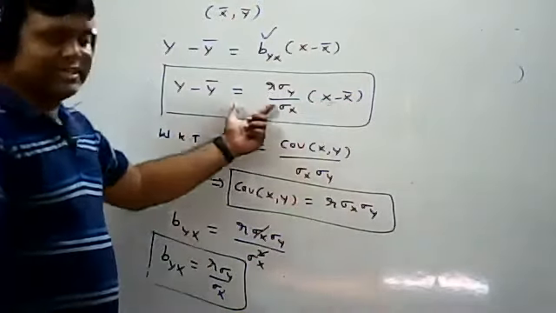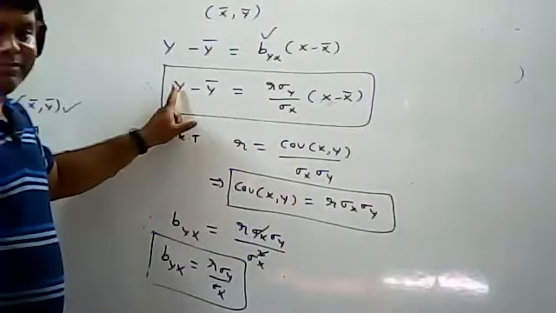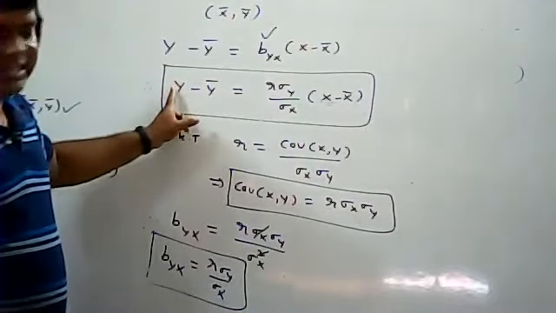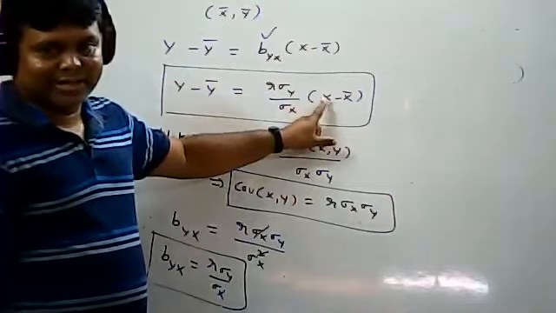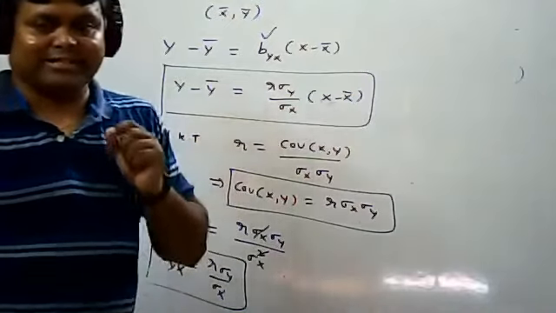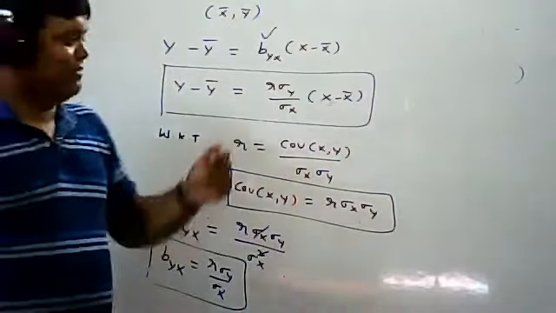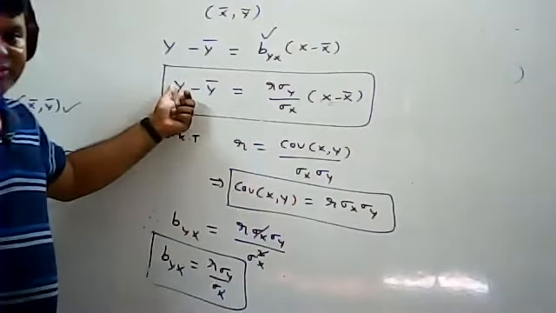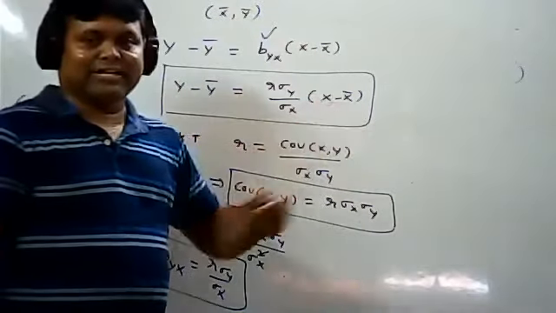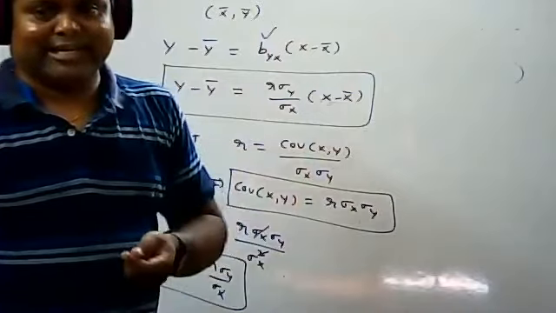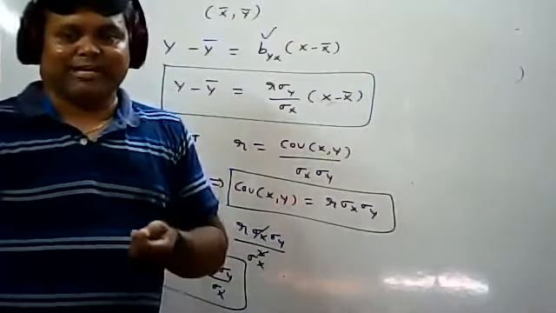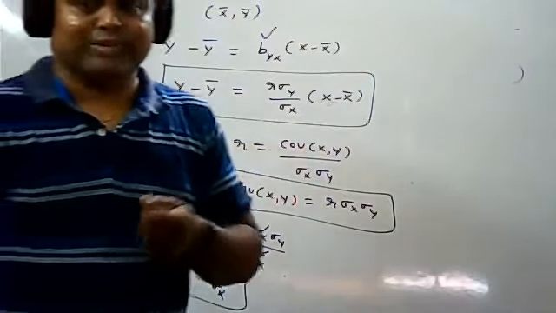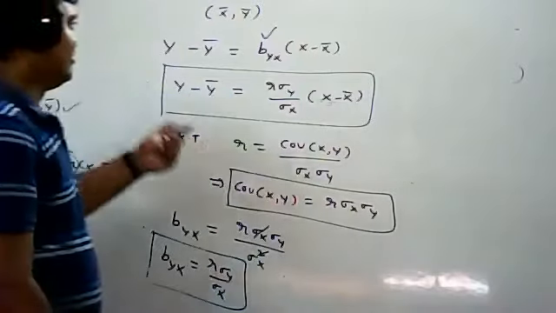So this regression line is used to estimate the value of y when the x value is given. That means whenever in a problem the x value is given, you can estimate the y value. Which line do you have to use? You have to use the line of y on x.